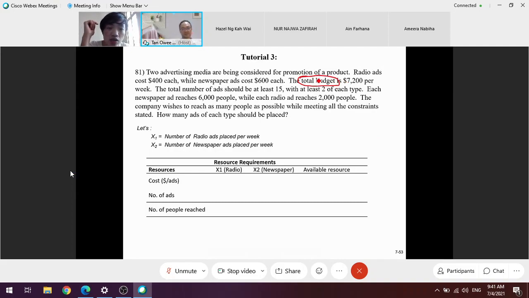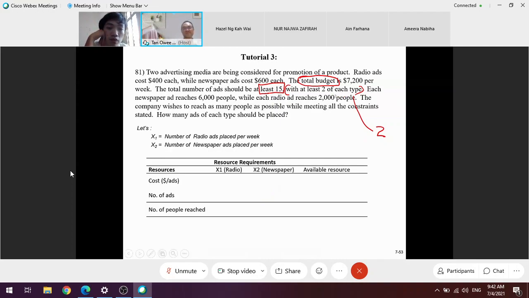I already showed this, never mind. Then the total number of ads should be 15. This is the second. And at least 2 of each type. How many constraints is this? This is 2 more constraints. Okay. But once again, these 2 constraints are basically policy constraints. So you can put it here. I think by tutorial 4 I will try to put policy constraints in the table. But for this example I don't want to put them in the table yet. So we do this one later.